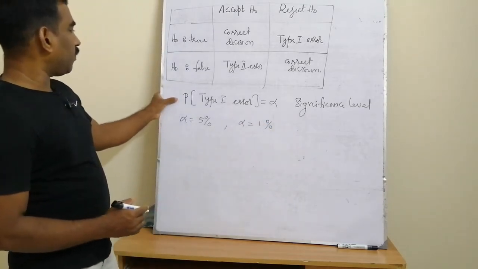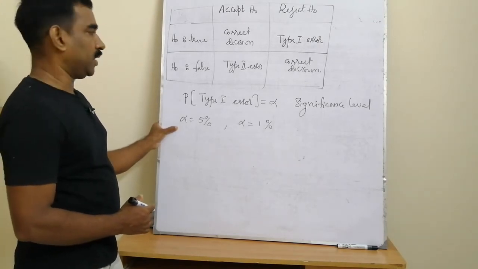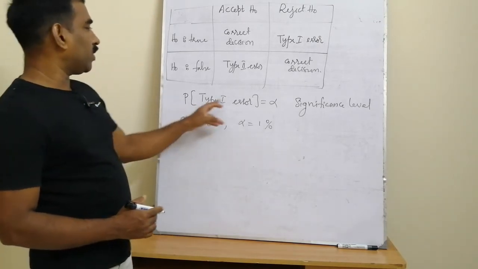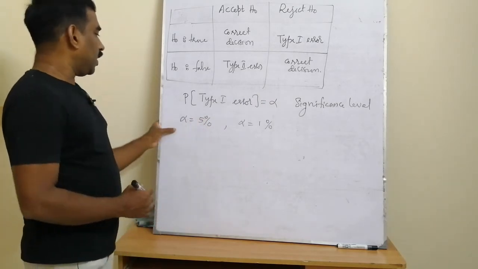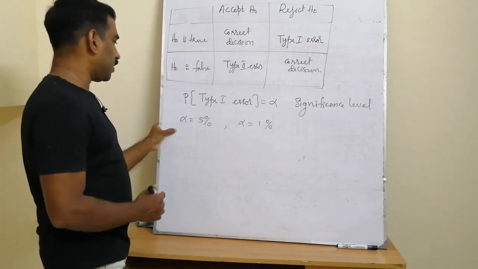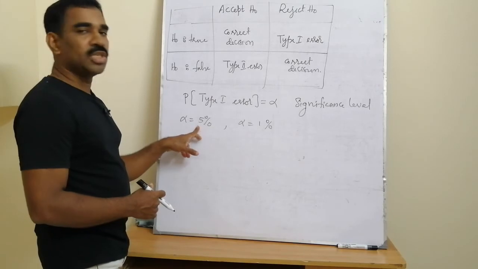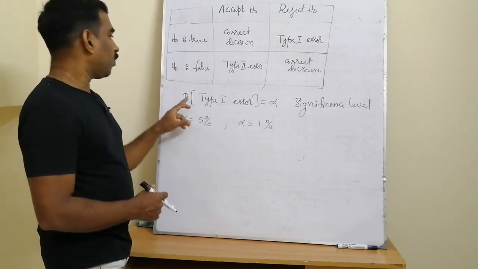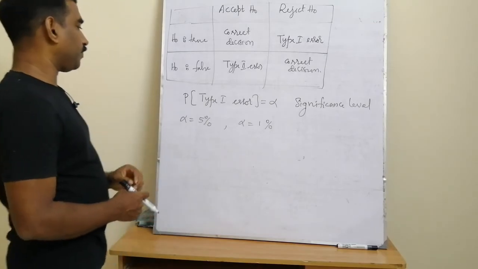If a significance level for a test is not given, we will usually take it as alpha is equal to 5%. And what is the meaning that probability of type 1 error is equal to 5%? That means in selecting 100 such samples and making 100 such inferences, out of 5 cases our decision may be wrong. That is the meaning of probability of type 1 error is equal to alpha or significance level.